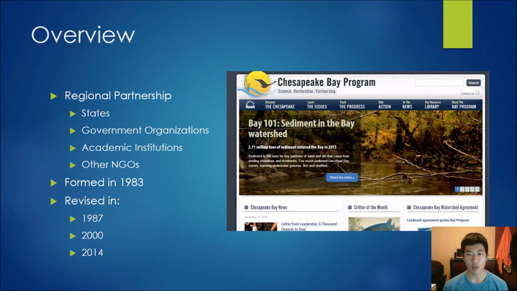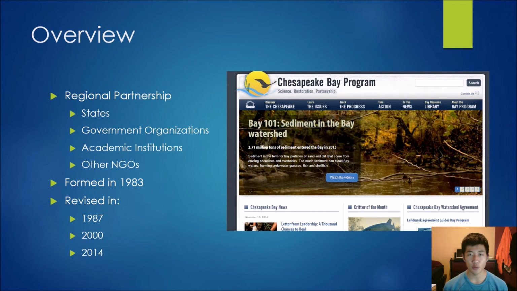As a result, the Chesapeake Bay Program was formed in 1983. The regional partnership consisted of 7 states, including the District of Columbia, government agencies like the EPA and U.S. Department of Agriculture, as well as universities like the University of Pennsylvania and the College of William and Mary, and finally other NGOs such as Ducks Unlimited and Ecosystem Solutions.